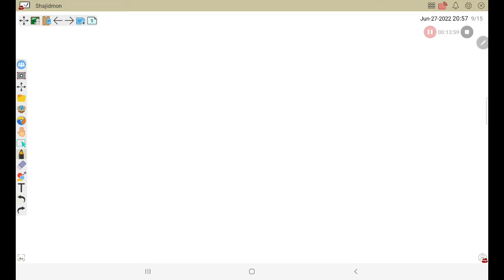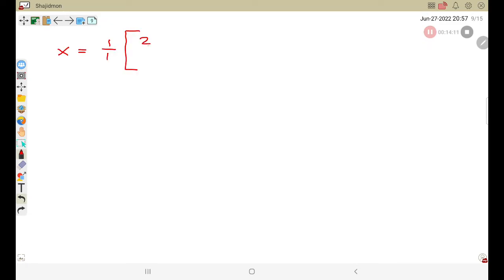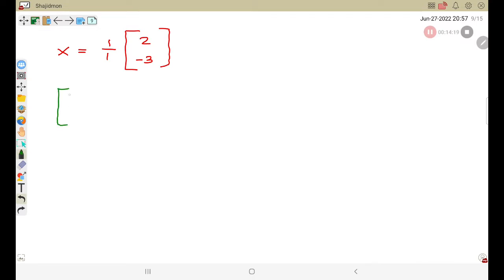Okay, so I can write capital X equals 1 over 1 is 1 only. Matrix, what are the numbers multiply? We got 2 and minus 3. So 2 and minus 3. Correct? Now, what is capital X? X and Y equals 1 over 1 means it is 1. So once we multiply this number to inside, the same number will get it. Correct? So matrix 2 and minus 3.